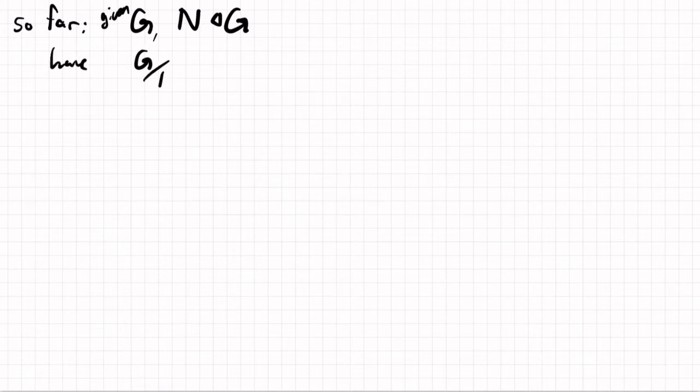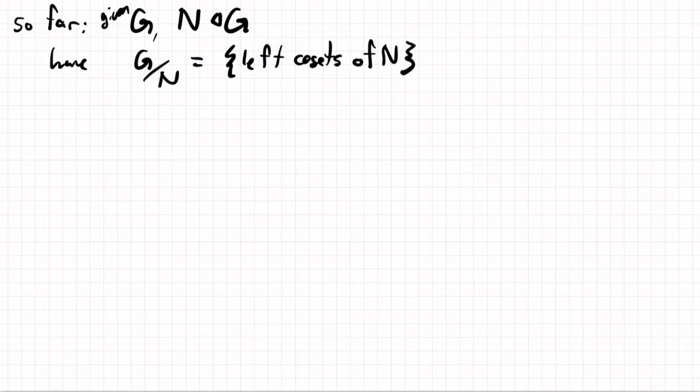So only one thing is left that remains to be proven about the construction of the quotient group. As a reminder, so far we've proven, given a group G and a normal subgroup N, we have G mod N, which is a set of left cosets of N. So far we've had that we have a law of composition.